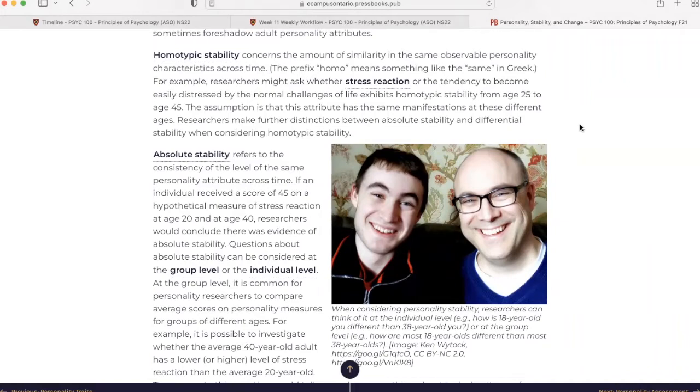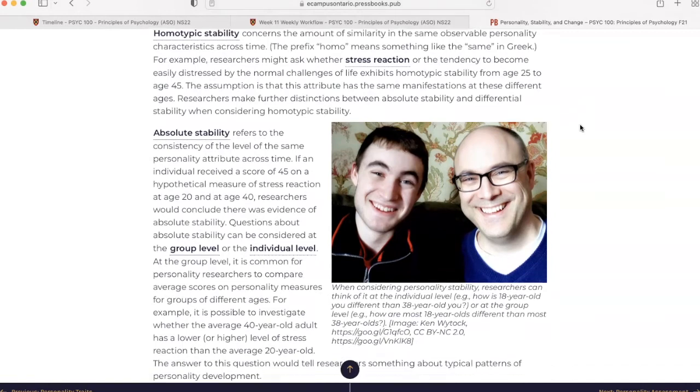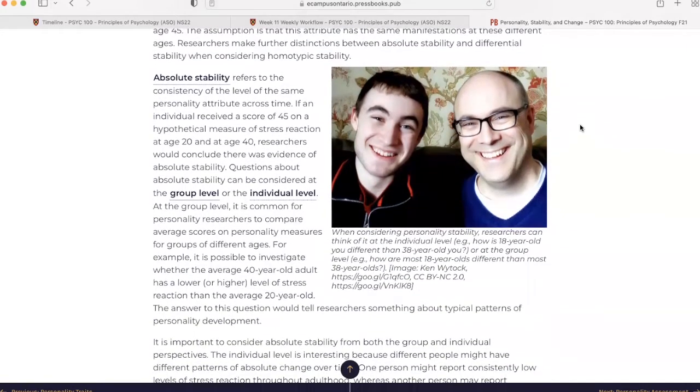The assumption is that this attribute has the same manifestations at these different ages. Researchers make further distinctions between absolute stability and differential stability when considering homotypic stability. Absolute stability refers to the consistency of the level of the same personality attribute across time. If an individual received a score of 45 on a hypothetical measure of stress reaction at age 20 and at age 40, researchers would conclude that there was evidence of absolute stability.